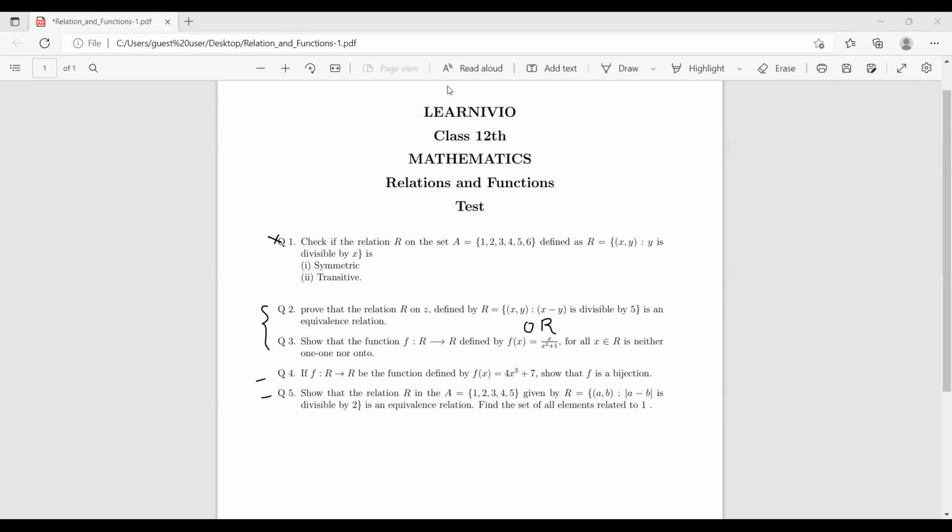So in the fifth one, they are asking about equivalence class. Sorry, Zed. So in the fifth question, they are asking about equivalence class. Yes, they are saying about the equivalence class.